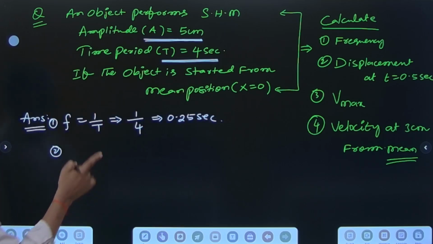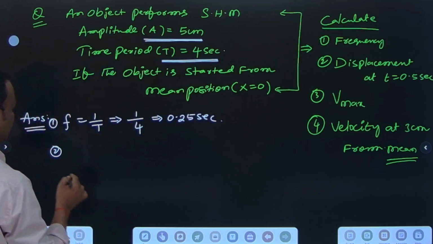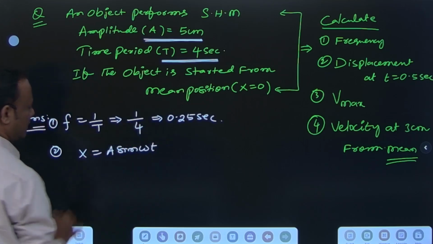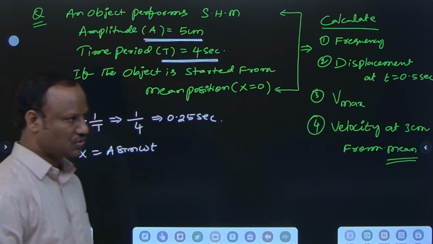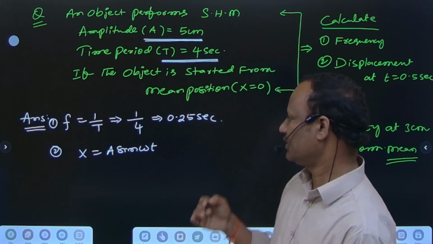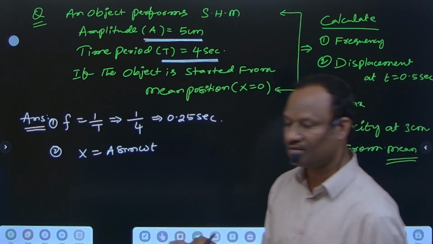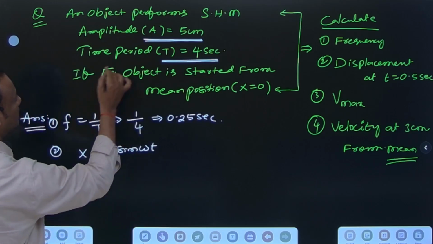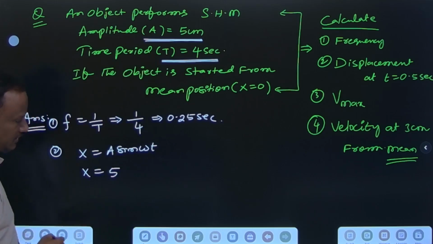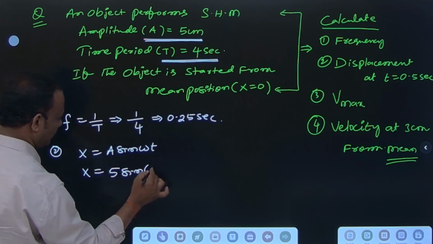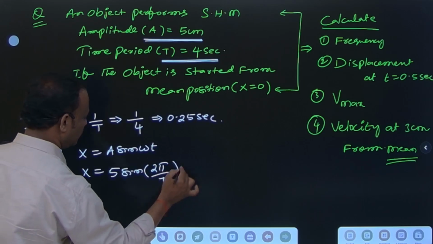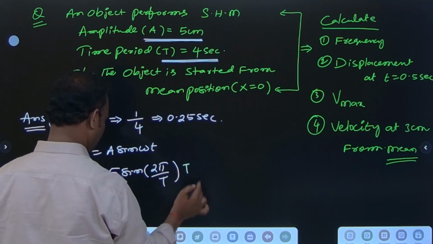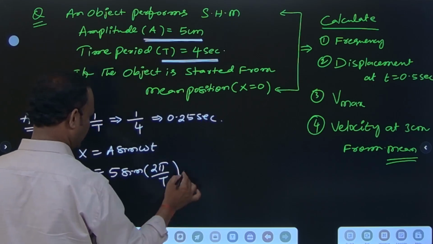For the second one, displacement at t equal to 0.5 seconds. X is equal to A sin omega t, starting from the mean position. If it starts from the extreme position, x is equal to A cos omega t. Here A is the amplitude, 5, in centimeter. Sin omega t, where omega is 2 pi by T, and small t is given.